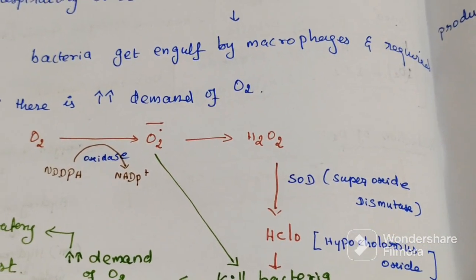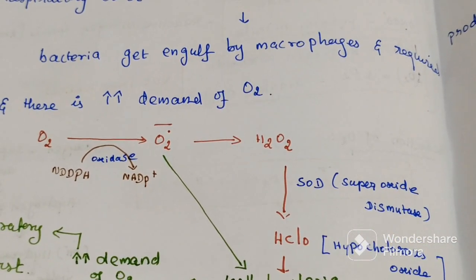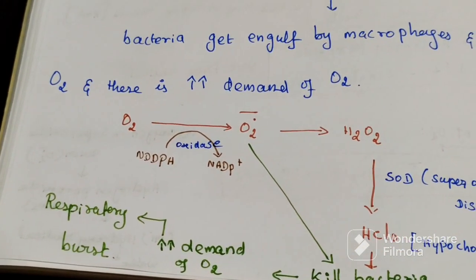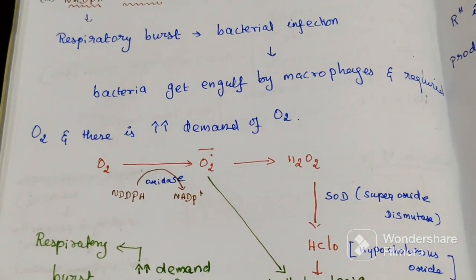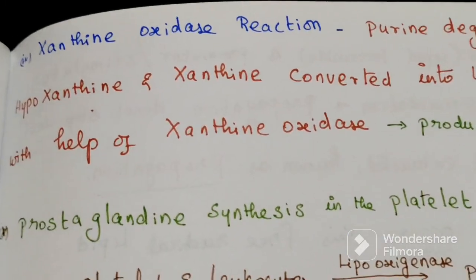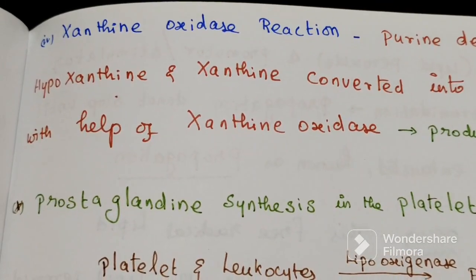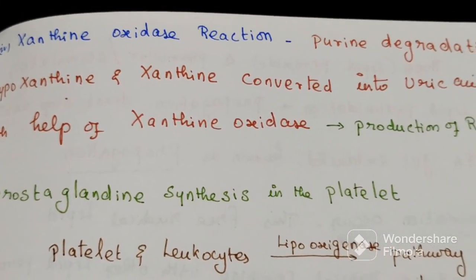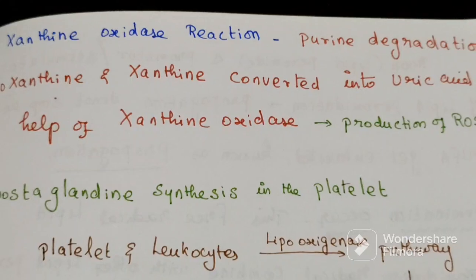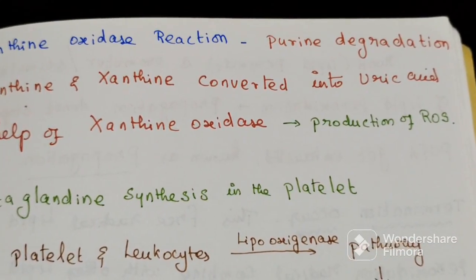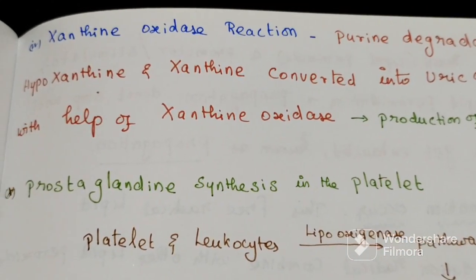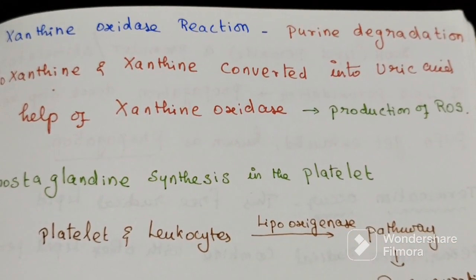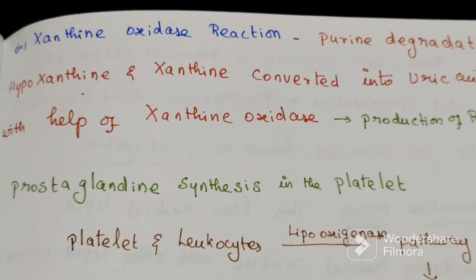So that's why there is an increasing demand of oxygen, and it causes respiratory burst. Then the xanthine oxidase reaction, that is uric acid. In this purine degradation, hypoxanthine and xanthine are converted into uric acid with the help of xanthine oxidase.